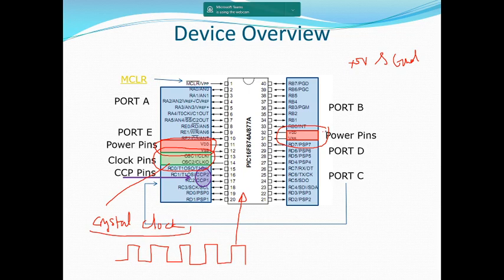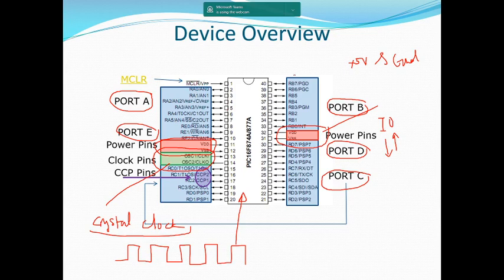Okay, next one. Then you have port A, they call it, port B, port C, port D, and port E. These ports are mainly used for I/O, input or output. You can see it stated here RA0, RA1. These are the pin names. RA0, RA1, RA2, 3, 4, 5, up to 5 only for port A.